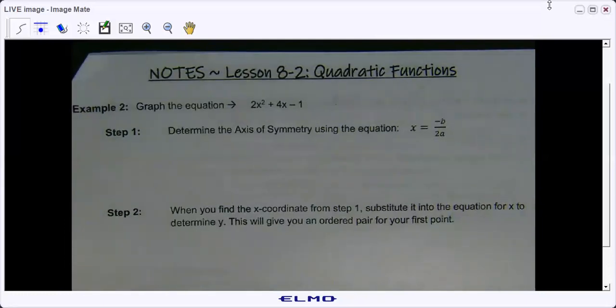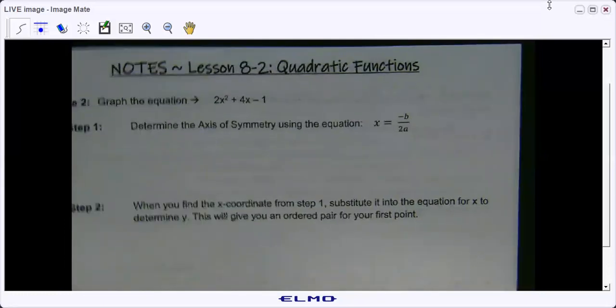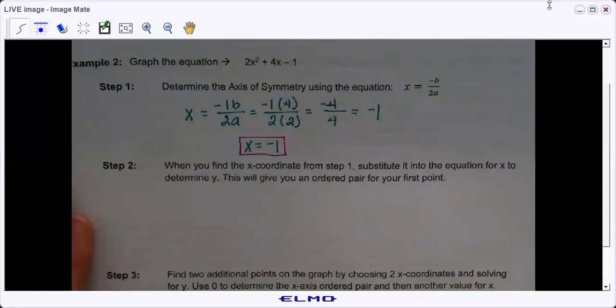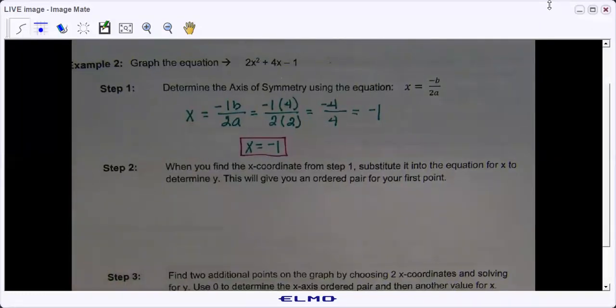And then I'm going to pause the video. So if you're watching the video, go ahead and pause that and try to work out your axis of symmetry. Okay, go ahead and check to make sure you got the correct answer for the x of the axis of symmetry.